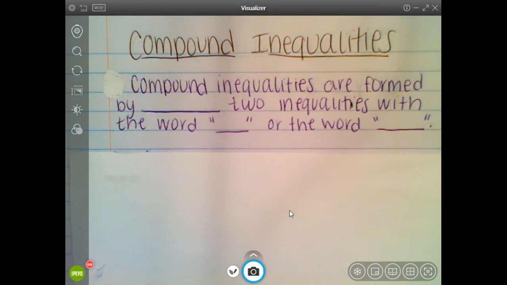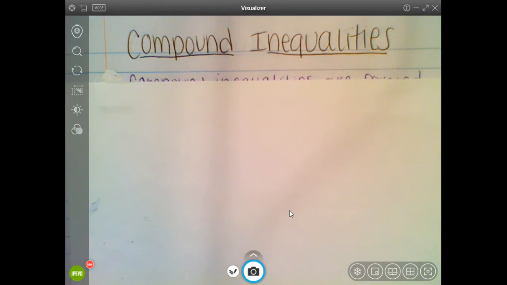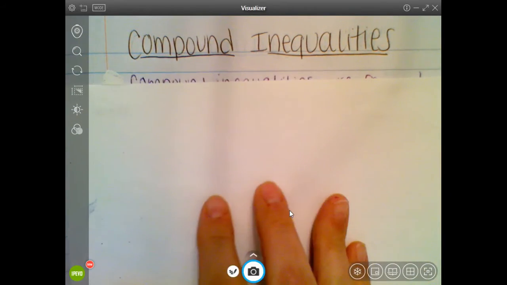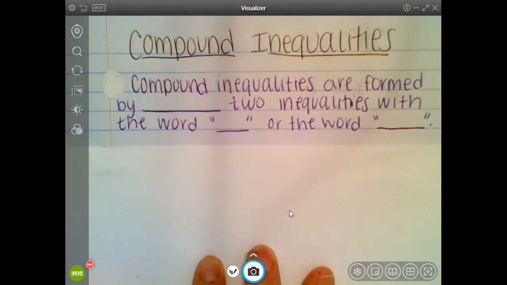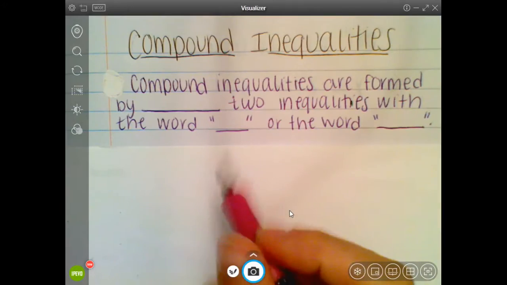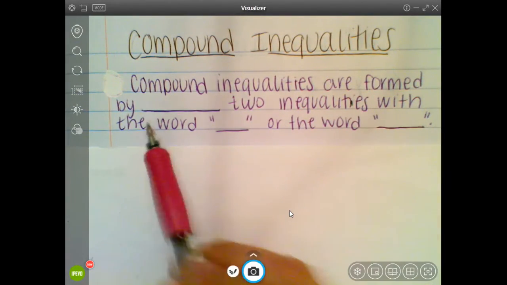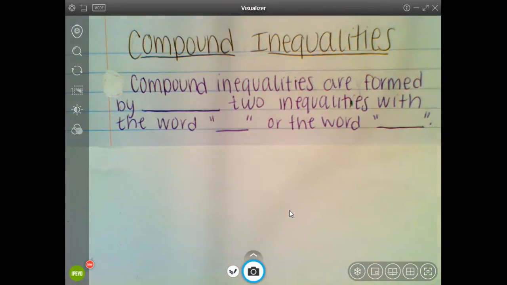Compound inequalities. Compound inequalities are a special type of inequality, and I have some fill in the blanks in the beginning, so if you need to pause it before we fill it in, please do so you can copy it down. So this says compound inequalities are formed by blank two inequalities with the word blank or the word blank.